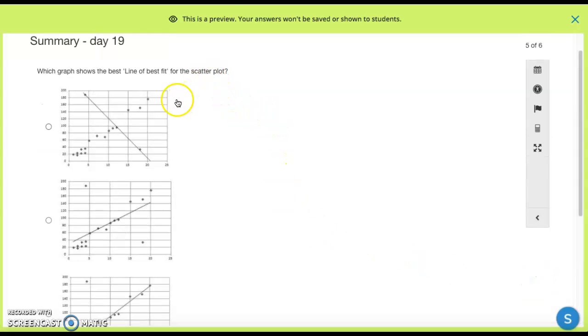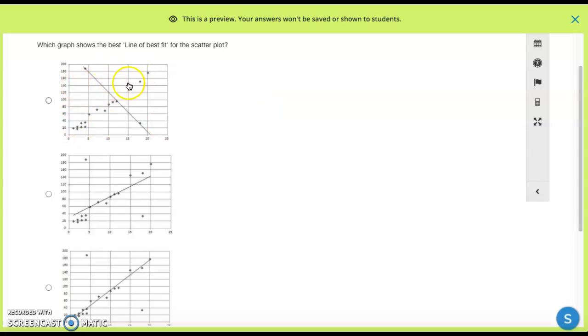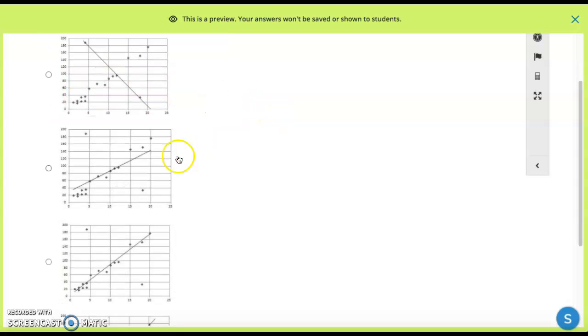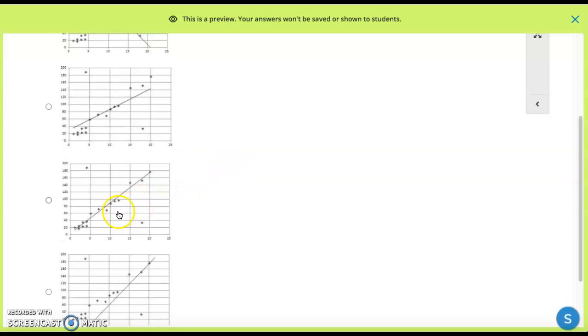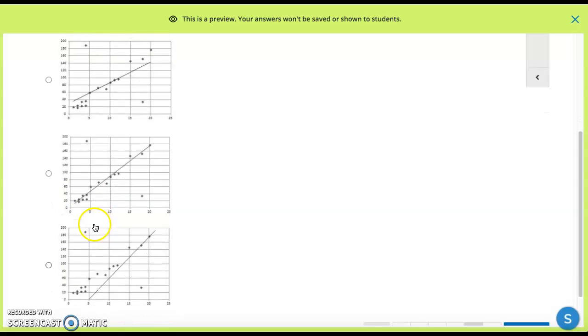All right, which is the best line of best fit? That's not very good. That one looks pretty good. Well, 3 on this side? I guess not. What about this one? 1, 2, 3, 4, 5, 6, 7, 8. 1, 2, 3, 4, 5, 6, 7. Maybe this one. Yeah, I'm going to say it's this one right here. All right.